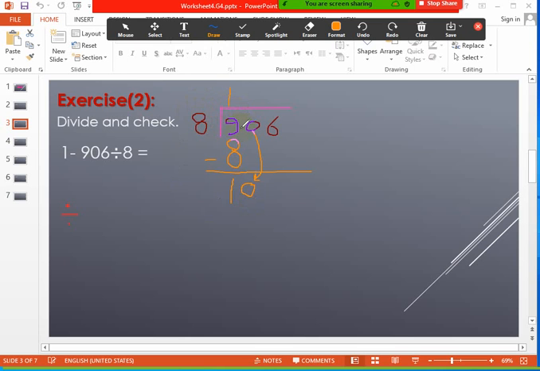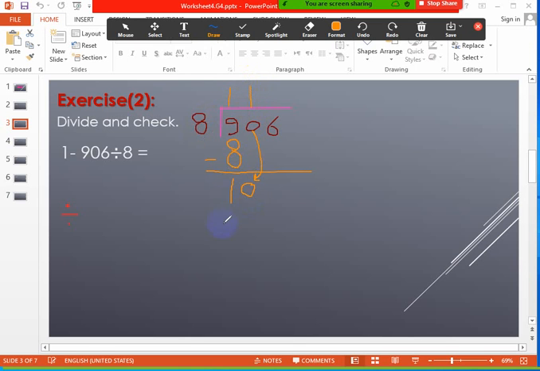No, I didn't say. Okay, I want you to divide here, not multiply. That means I have to think about how many 8s in the 10. How many? 1, very good. So I put the 1 in the tens digit.